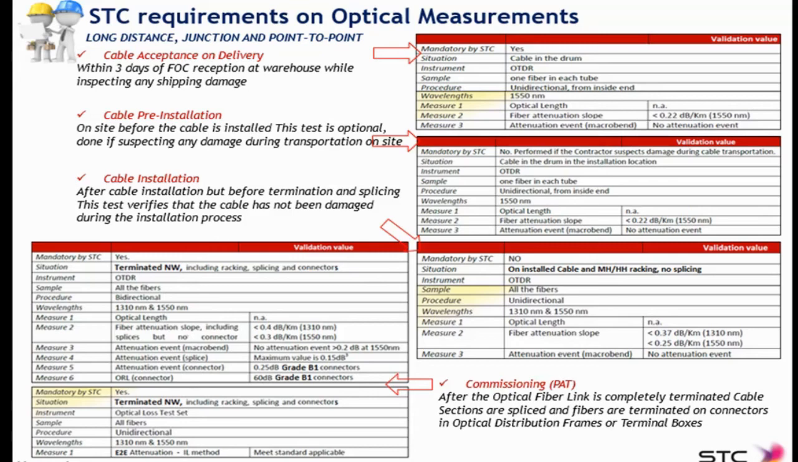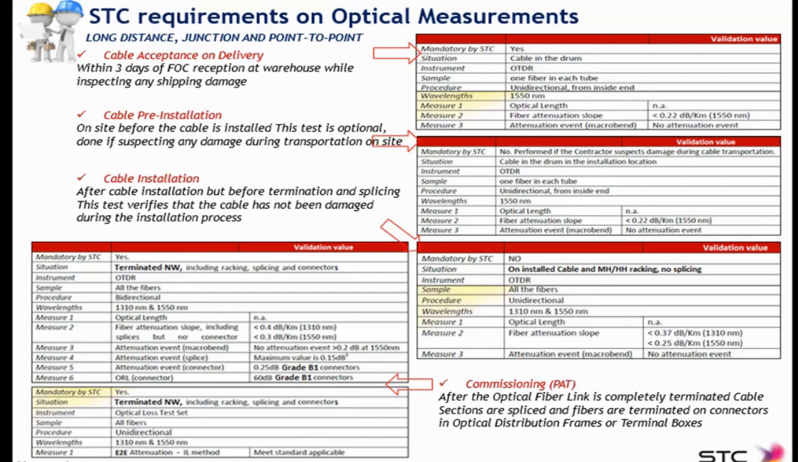Then we are also expecting the connector events in the OTDR trace. And remember that we are talking about grade B1 connectors. The maximum insertion loss value is 0.25 dB. And also remember the reflectance, okay, is 60 dB.